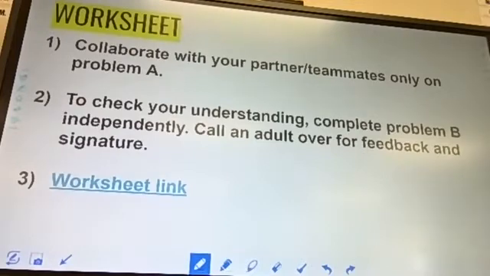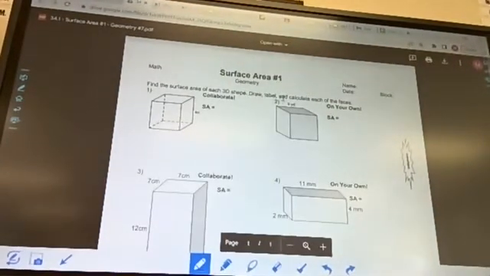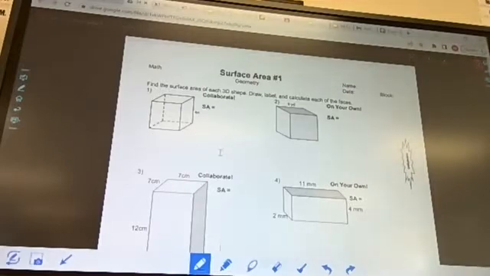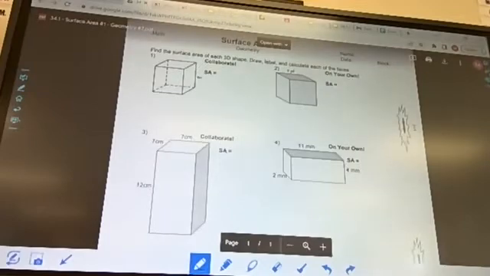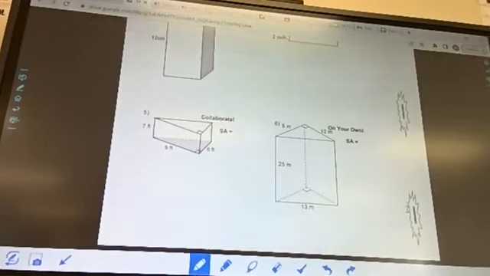For today's worksheet, as a reminder, you can collaborate on problem A with your teammates. However, for problem B, please do it independently to see if you truly understand the concepts. As for the worksheet, here are the instructions. Find the surface area of each 3D shape. Draw, label, and calculate each of the faces. So remember to draw the front, back, left, right, bottom, top for each of these faces. Show your calculations, and then write your surface area right there. And you can see checkpoints for the cube, for the rectangular prism, and for the triangular prism.